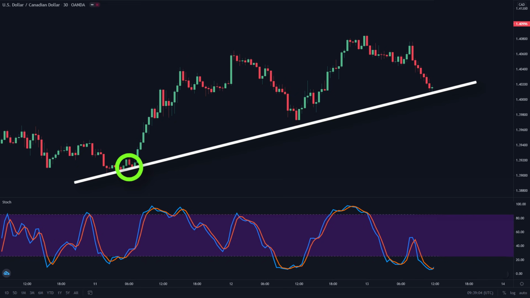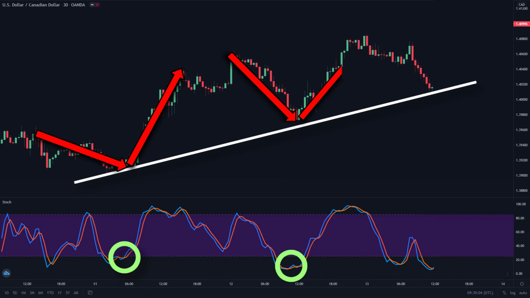Next, we can actually see a pattern forming. Every time prices went down towards the trend line while the stochastics is at oversold, it tends to reverse back up. We can see this happening 2 times already. Prices hit and reverse, hit and reverse.